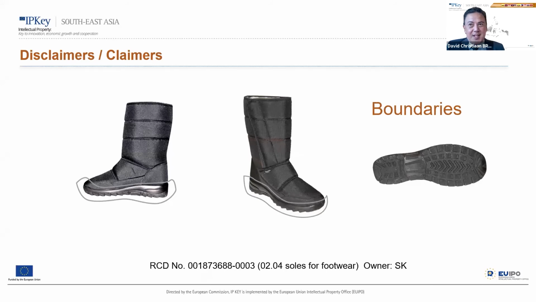It is important that the boundaries are as precise as possible, and also, as in the other claimers and disclaimers, that it is identical in all images. In the last image, you see the sole, the boot from the bottom. Of course, if it is only the sole, there are no lines, because it is clear that it is only for the bottom of the boot. This is also a real application.